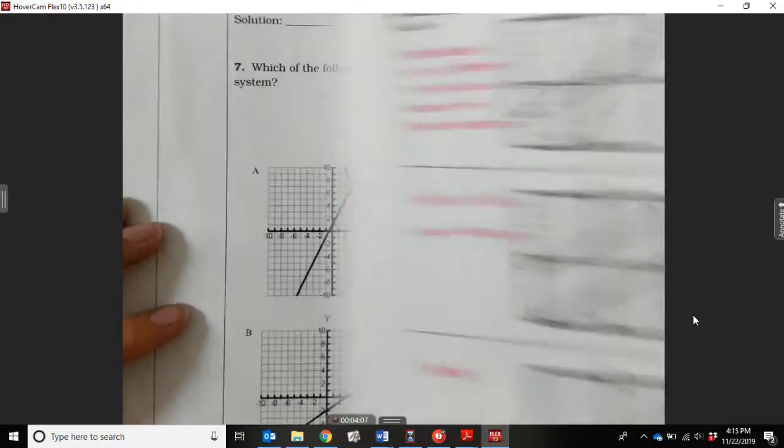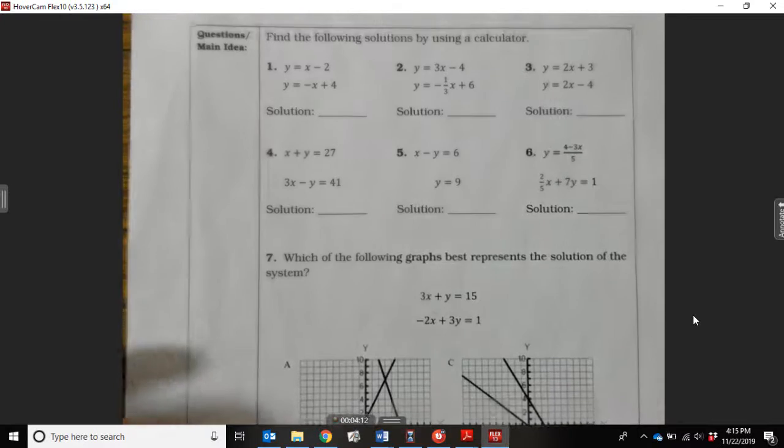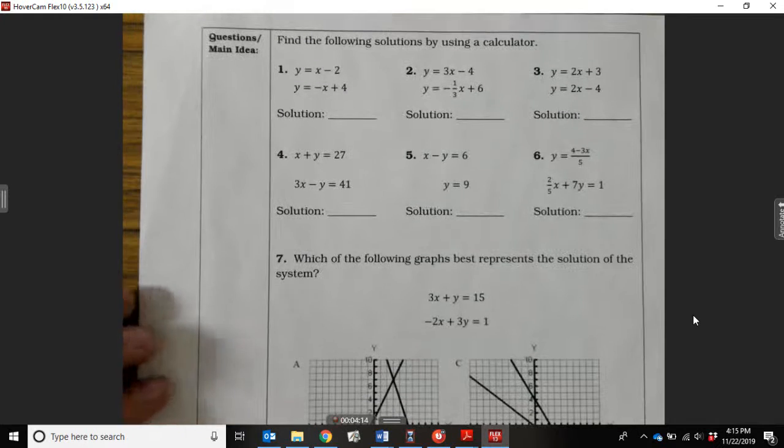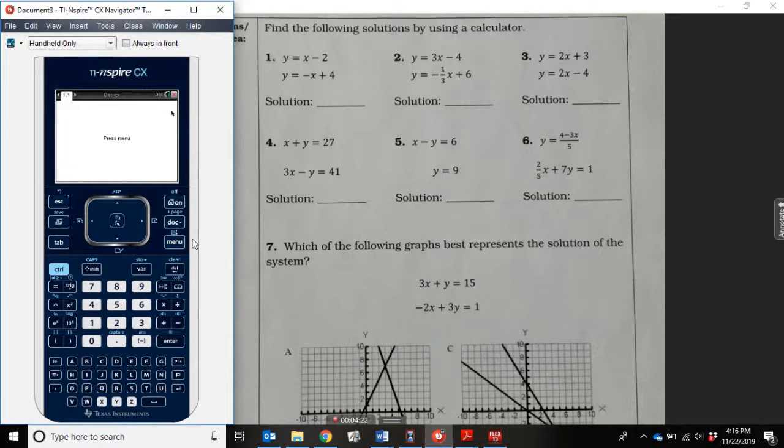All right, let's look at a few examples on the back. Find the following solutions by using a calculator. So we're going to look at number 1. And we're going to graph it on a graph page. So grab your calculator. Go to a graph page. And you can type these in as relations, or you could type it in where it says f of x equals. I'm just going to keep everything the same. We're going to use relations today.